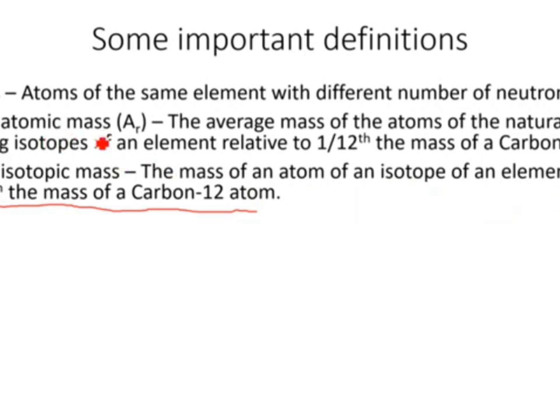So atomic mass was the average mass of the isotopes. Isotopic mass is of one isotope. So that's the difference between these two. Atomic mass refers to the average mass of different isotopes, which gives us the atomic mass of an element, and isotopic mass is the mass of a single isotope. So we will be using isotopic masses to calculate atomic masses. And you have to ensure that you write this part of the sentence, which is relative to 1 by 12th the mass of a carbon 12 atom, because of this word relative over here.